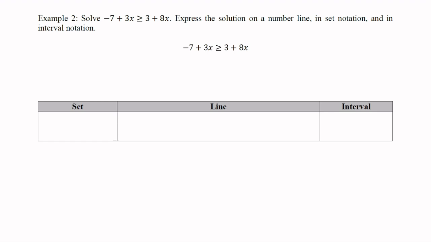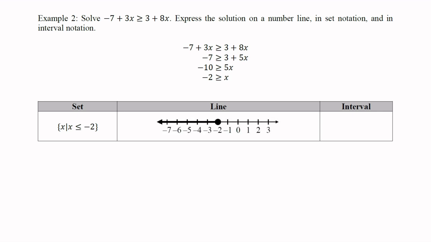In this inequality, first we are going to take our x term, 3x, and subtract it from each side. Then we're going to subtract 3 from each side. Then we will divide by 5 to give us -2 is greater than or equal to x, which can be written in set notation as the set of all x such that x is less than or equal to -2.